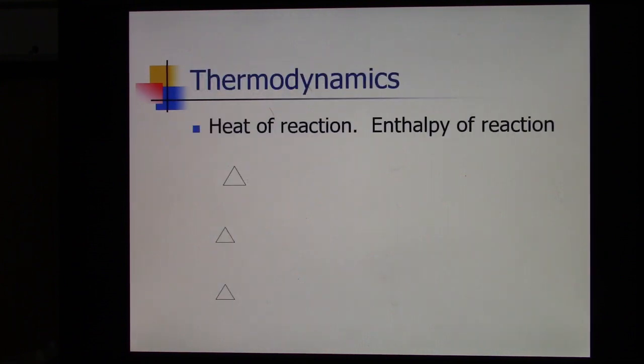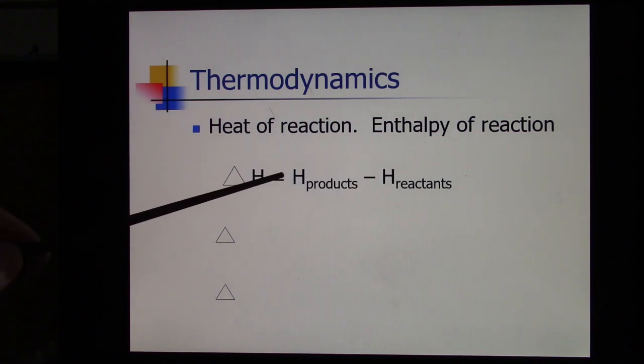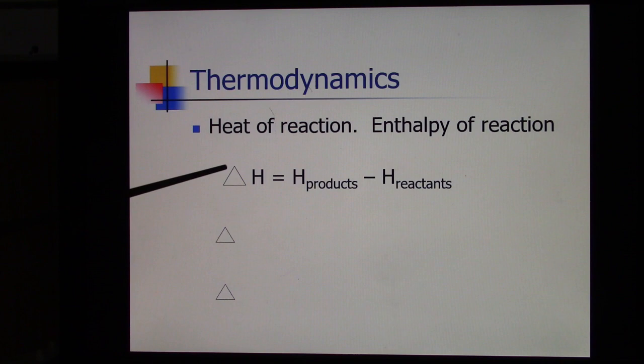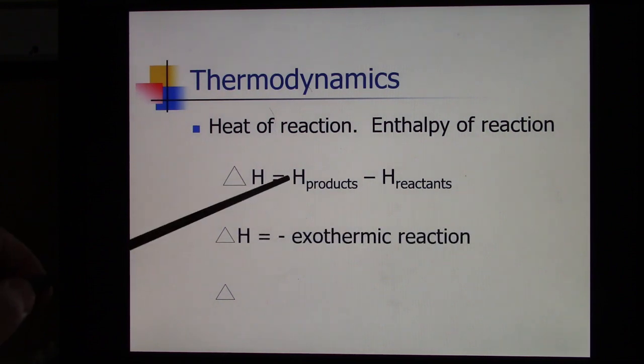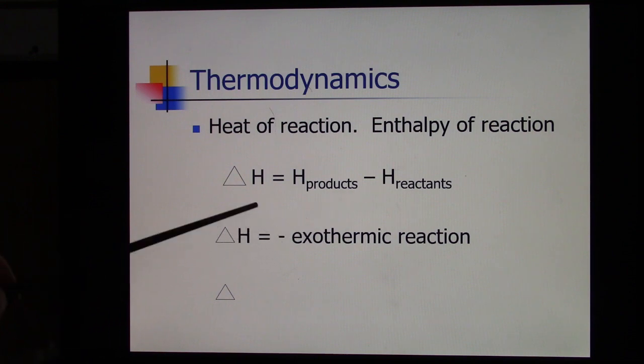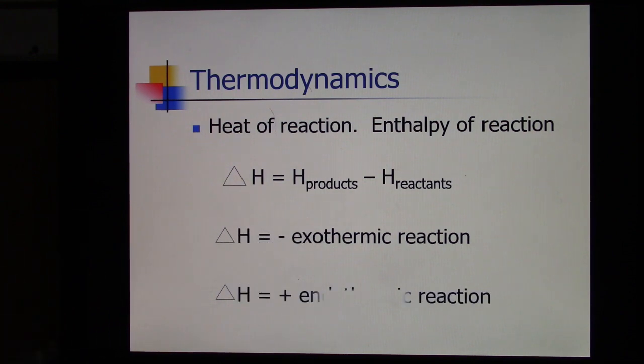In thermodynamics too, we can measure heats of reaction, or enthalpy of reaction. Here we relate the heat of reaction to the sum of the heat of the products minus the sum of the heat of the reactants. This triangle is the Greek symbol delta, which means change. If you plug in your numbers and the answer is negative, it's exothermic. If the answer is positive, it's endothermic. I have another video on this you can watch later.